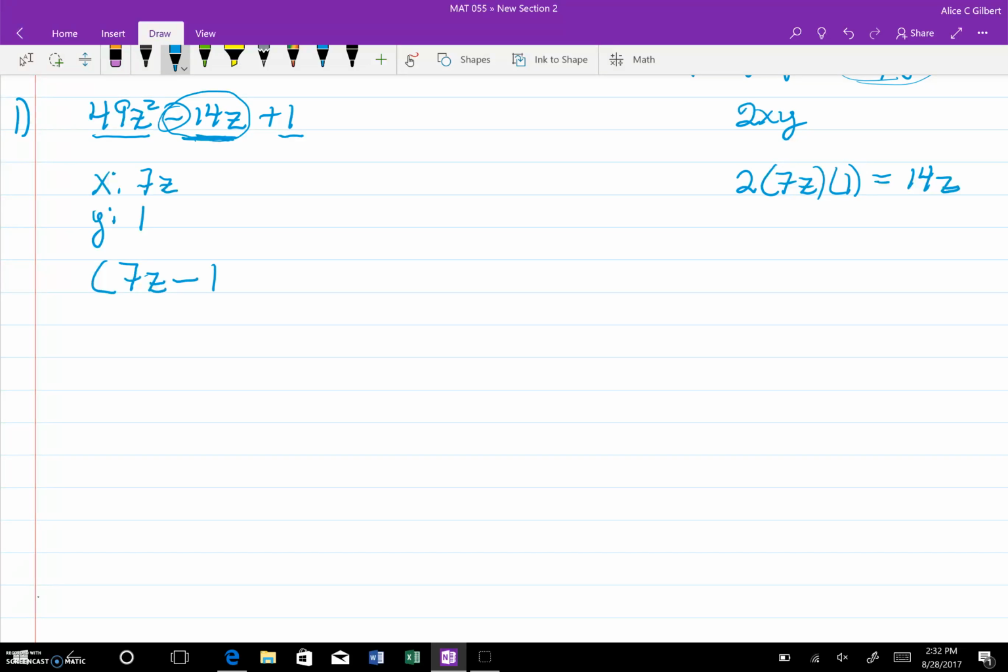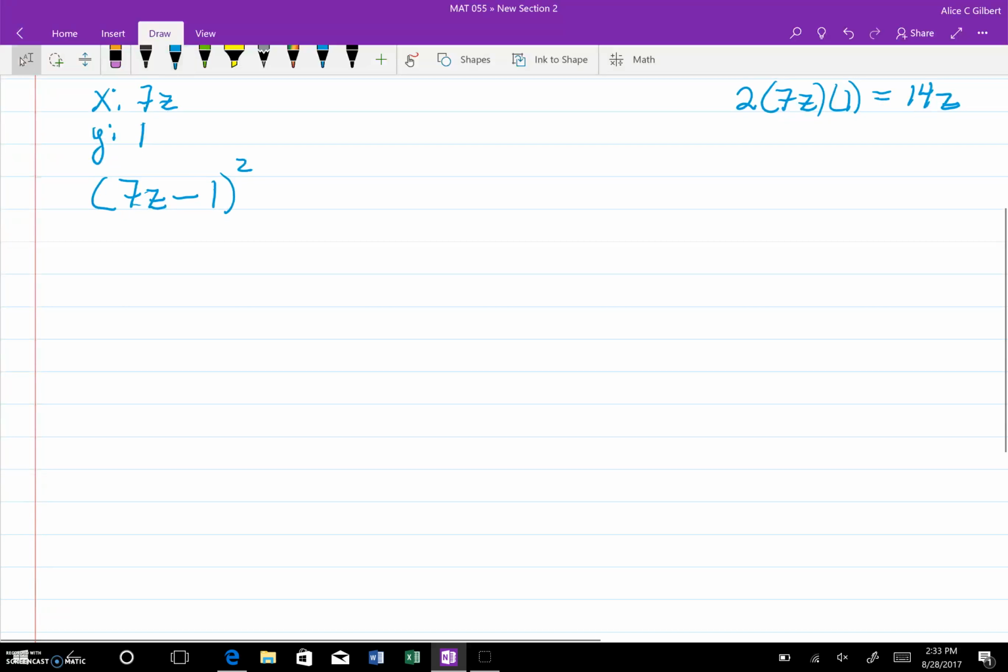That's my x. The 7z is my x. The 1 is my y. The quantity squared, and I'm done. Now let me show you how this one works. So let's check this. Now, this really means, let me get rid of this little, okay, oops. 7z minus 1, quantity squared. Okay, this really means take this base and multiply it by itself 2 times. So that's really 7z minus 1 times 7z minus 1. These are both the same.